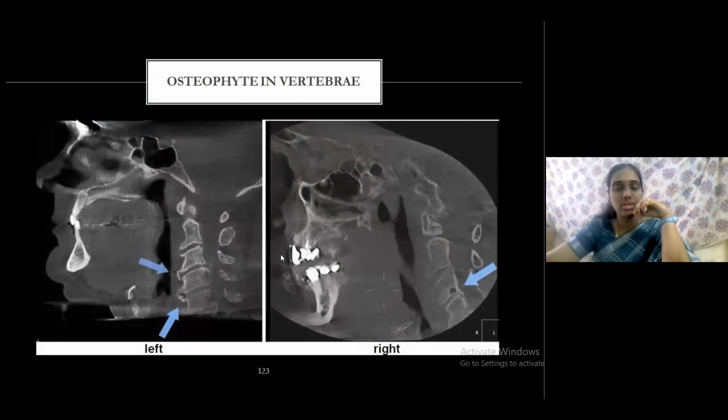Of course, these are some of the outlier cases, where you can see even osteophytes in the vertebrae. So these are accidental findings. Definitely a patient would not be referred for CBCT for an osteophyte in the vertebrae, but these are some of the things where we also have application apart from the dental region.